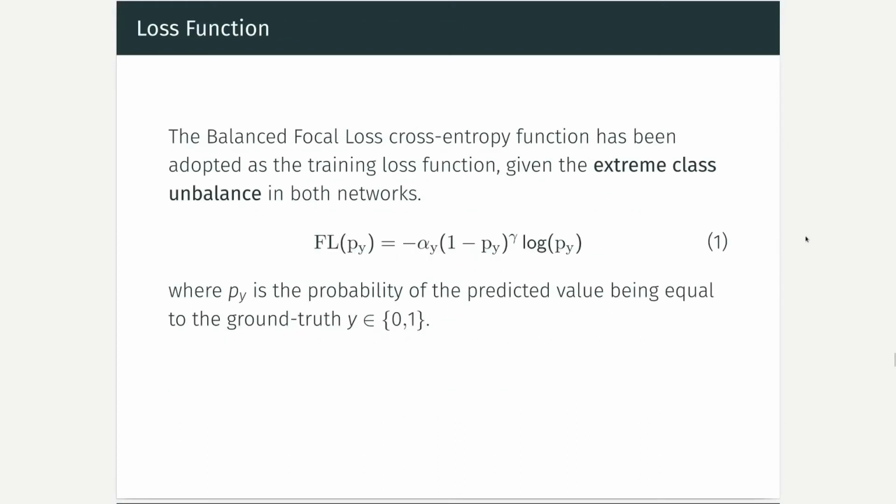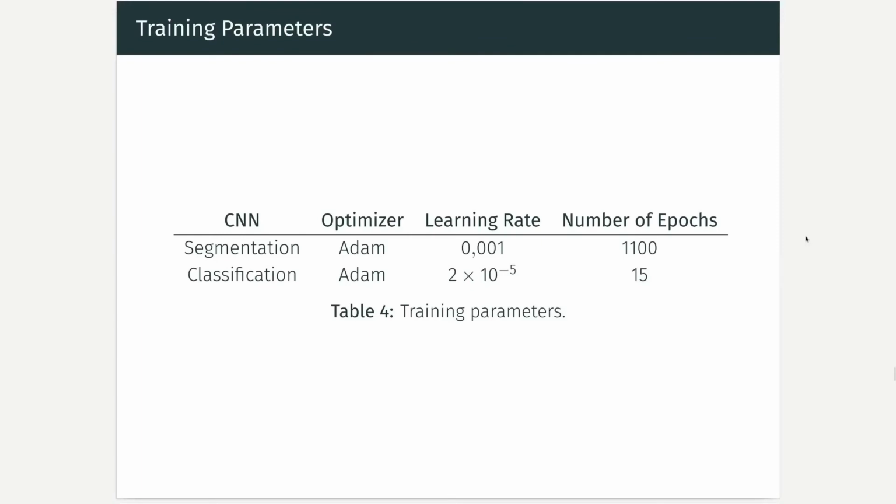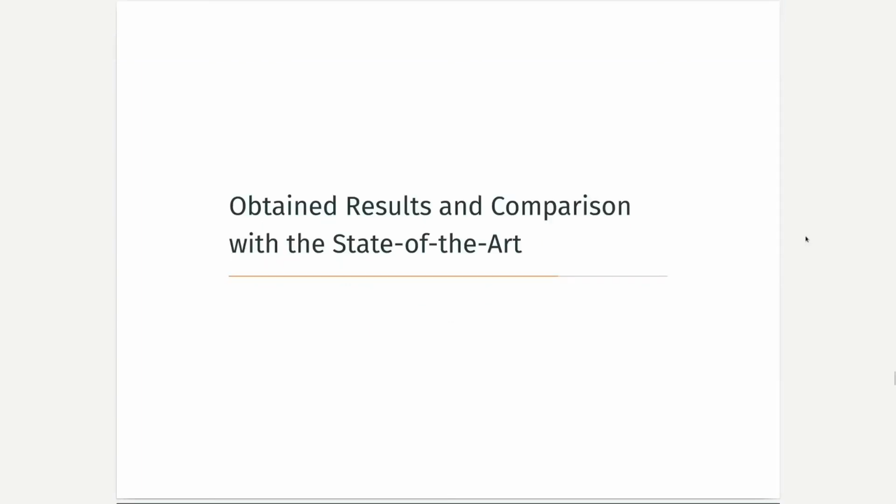And here is the focal loss balanced cross entropy function that was used to train the models, because this loss function has been proven to increase performance and reduce training time for highly unbalanced datasets like ours. Here are the parameters of the loss function, the parameters of training, and the obtained results.